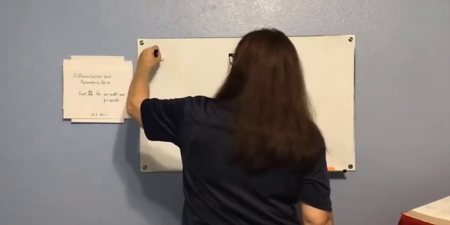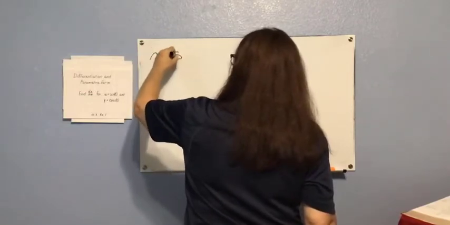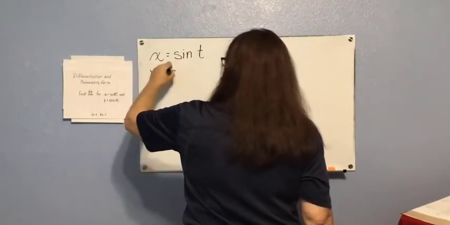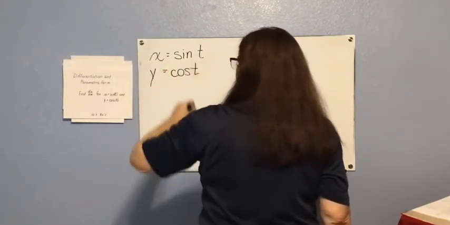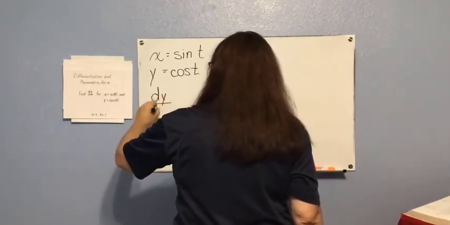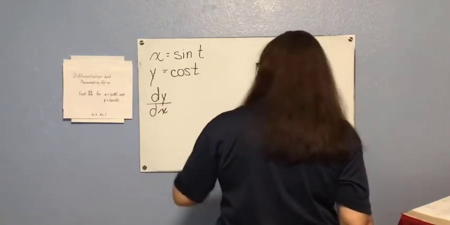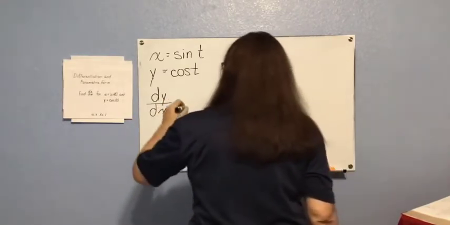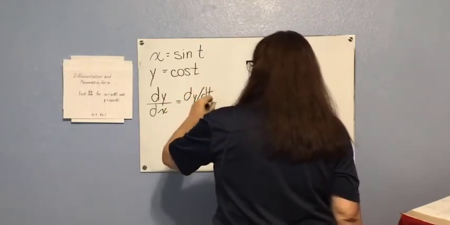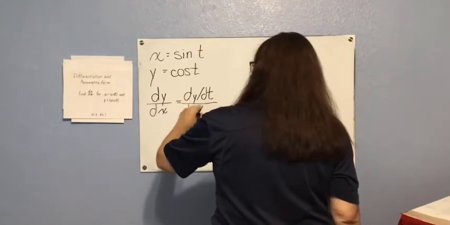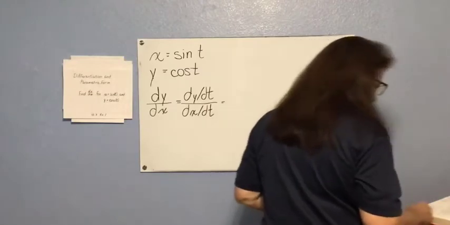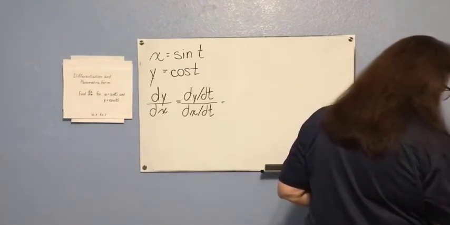So here are our parametric equations. x is equal to sine of t, y is equal to cosine of t, and we want to find dy dx. Well, just from our definition, we know that this is dy dt over dx dt. So let's see if we can work from there.